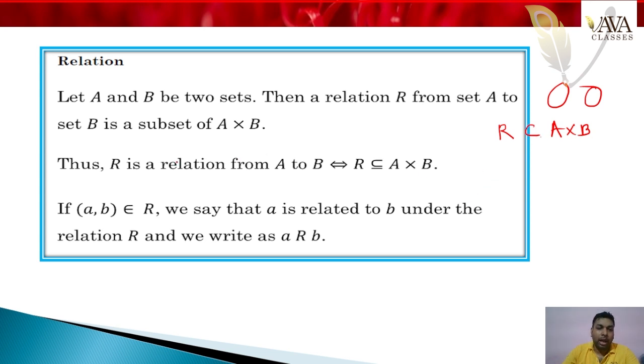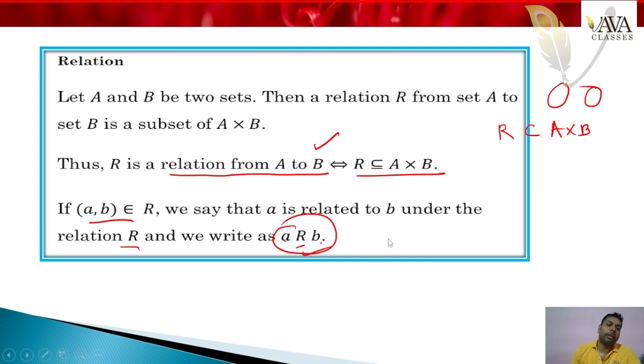So R is a relation from A to B, that double implies R is a subset of A cross B, or any subset of A cross B is a relation from A to B. If (a, b) belongs to R, we say that a is related to b under the relation R. We write it as a R b. That is a is related to b by the relation R.